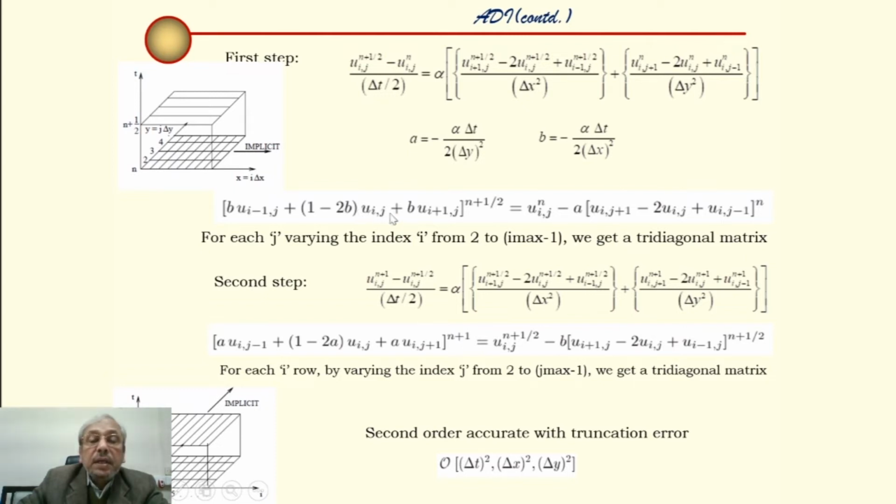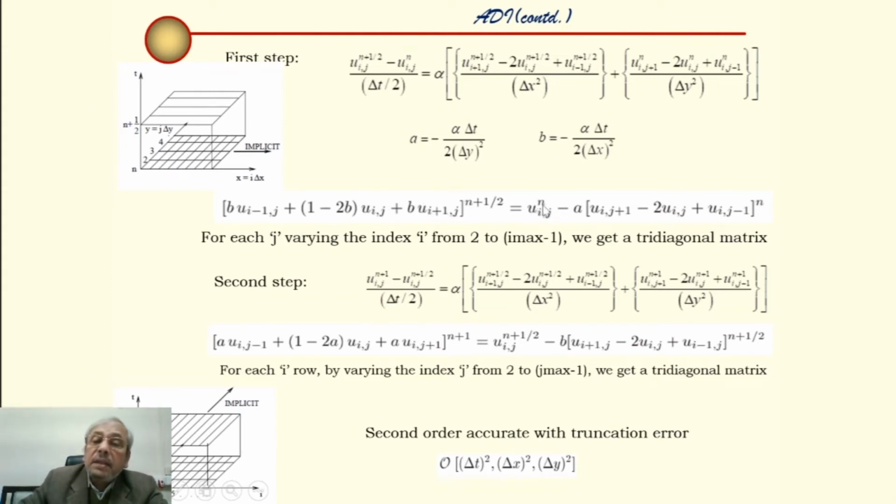And we are supposed to determine uij, but uij cannot be determined alone. It is expressed in terms of ui minus 1j and ui plus 1j, so at n plus half level, we cannot determine uij alone. We have to express uij in terms of its left neighbor ui minus 1j and its right neighbor ui plus 1j.